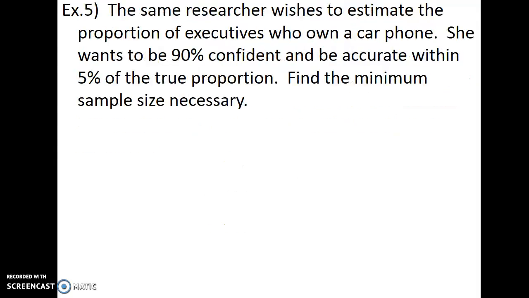Example 5 does not give me a preliminary estimate. All I know is I want to be 90% confident, and I want to be within 5% of my true proportion. So when that happens, you're still going to use the same formula, but you're just going to plug in 0.5 for p hat and q hat. Everything else turns out the same. You're still going to know your critical value, you put in your error. This rounds to about 269 people.